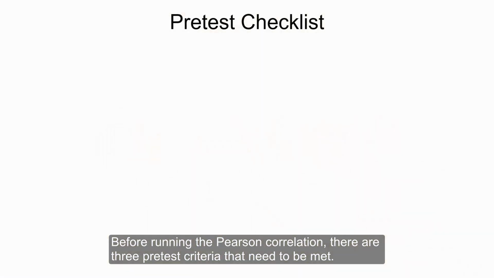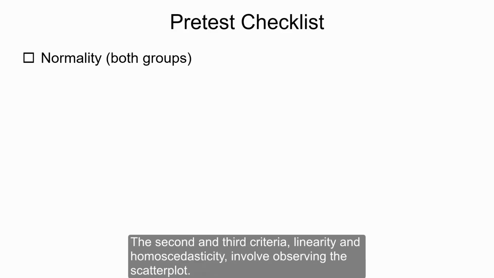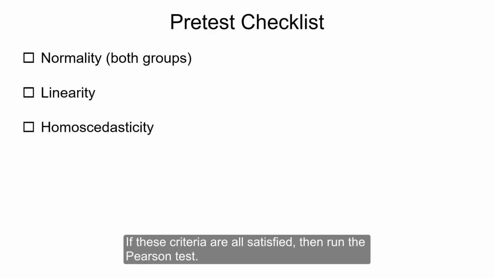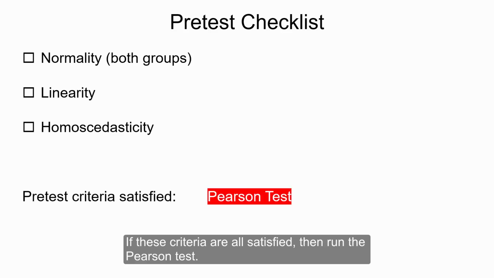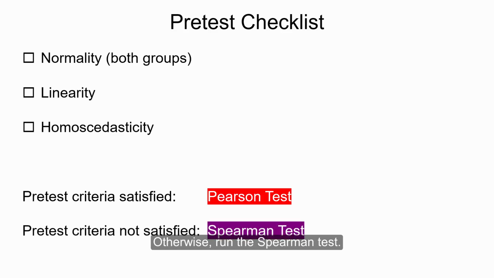Before running the Pearson correlation, there are three pretest criteria that need to be met. First, the data for each of the two variables should be normally distributed. The second and third criteria, linearity and homoscedasticity, involve observing the scatter plot. If these criteria are all satisfied, then run the Pearson test. Otherwise, run the Spearman test.